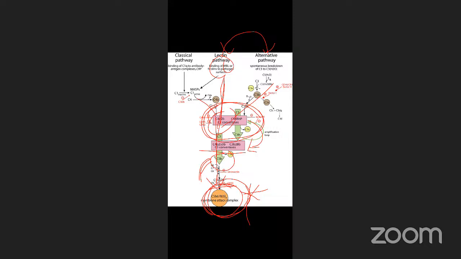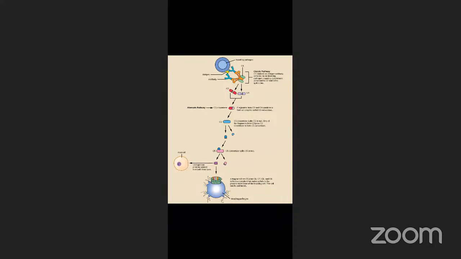This is how complement proteins play a key role in the formation of the membrane attack complex, which helps in the elimination of different types of pathogens and parasites. This is the membrane attack complex. This is the infected cell, and these are the 5, 6, 7, 8, 9 molecules. This is the classical pathway, from here to here.